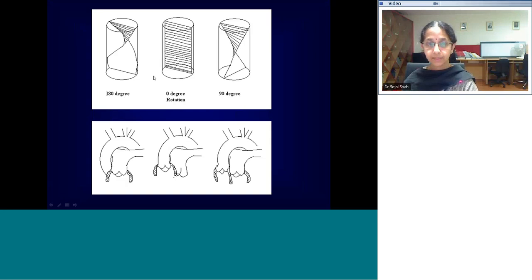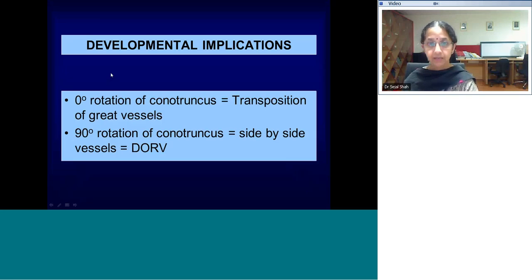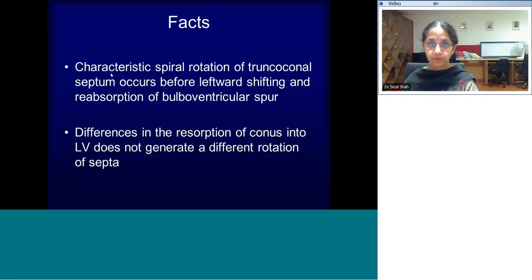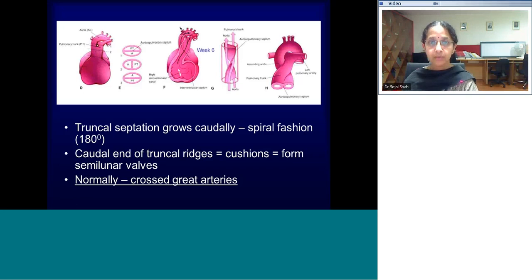This is how it happens. The truncal ridges need to rotate, and the septum spirally rotates up to 180 degrees. The caudal part of the truncal cushion gives rise to the AV valves. So this is how it is 180 degrees. Something which is lying like this comes to lie exactly in an opposite direction, 180 degrees rotated, and finally you have twisted great arteries. That means the crossing great arteries.